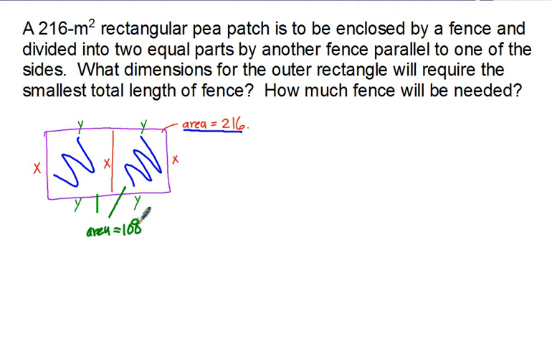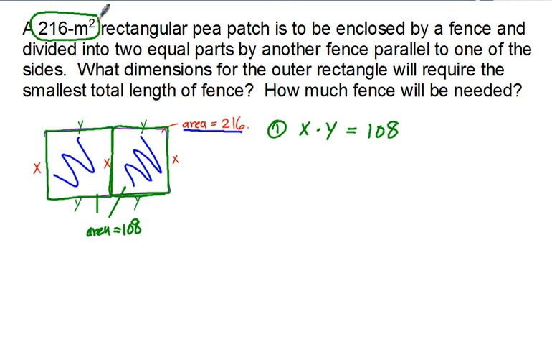Okay, so why don't I just write down an equation for this much. The length times the width will be equal to 108. And that describes each of these little sub-rectangles. So I'll call that relation number 1. I used the information in the problem about the area to come up with a relationship between the dimensions of the rectangle. All right, let me continue with that.